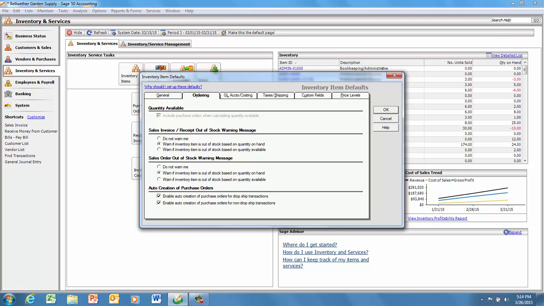Here is where we've checked that Sage 50 can automatically create the purchase order for those extra bird houses when we need to order them.